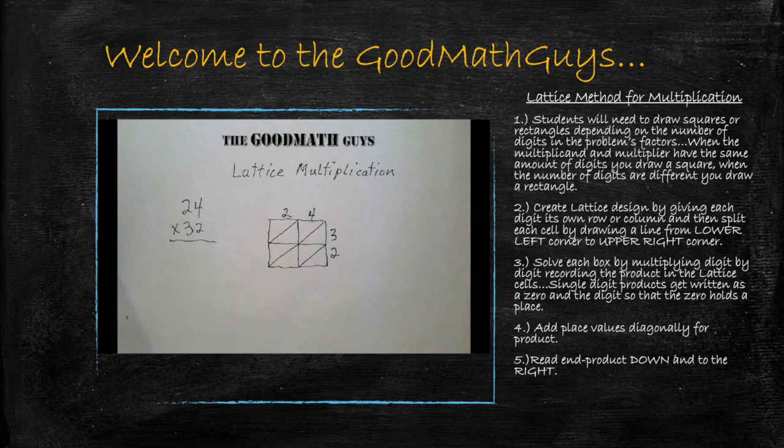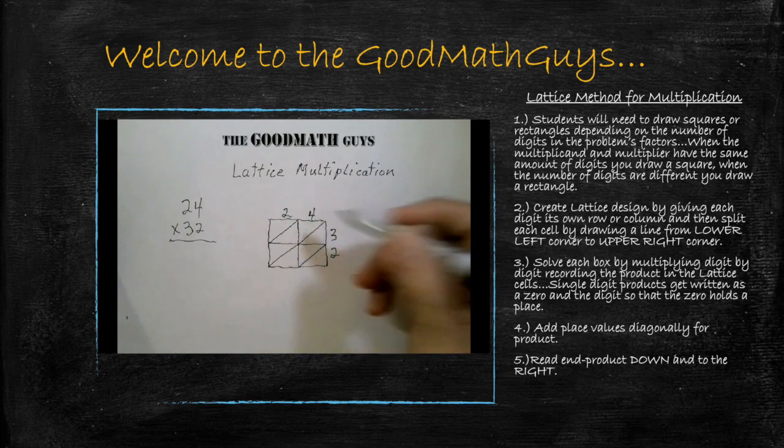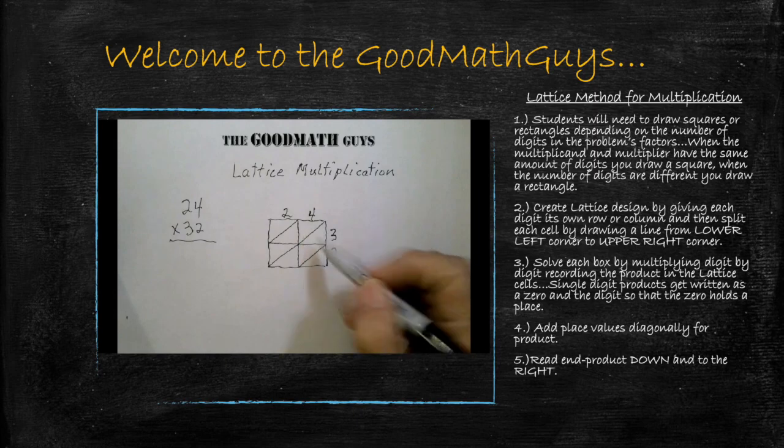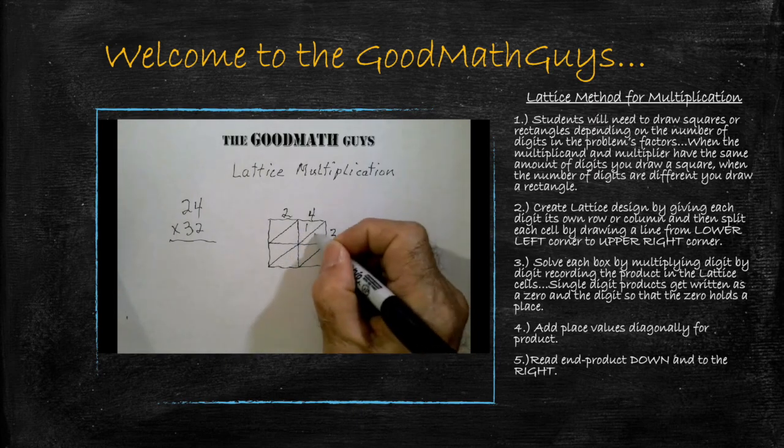And there's our lattice. What we're going to do now is simple grid multiplication. We're going to take this 3, multiply it times that 4, and write the response in each of these triangles. So 3 times 4 is 12, so we record 1, 2.